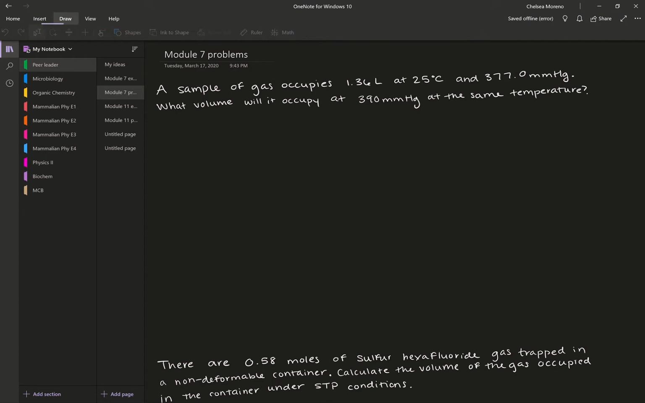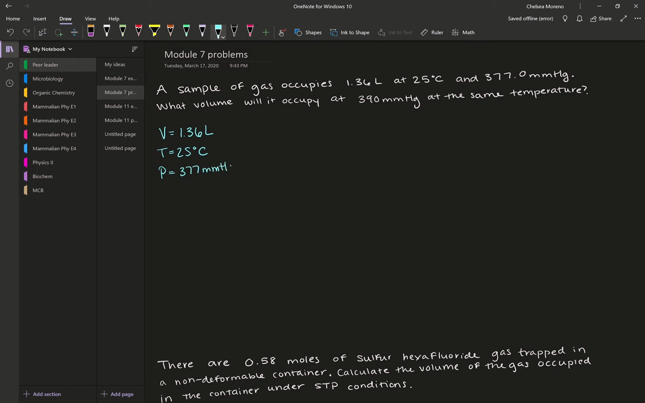So any time that you're doing problems in chemistry, what I always like to do is write down what we already know, because when we write down what we already know, it basically tells us what we need to do. So let's say, okay, I have a volume of 1.36 liters at a temperature of 25 degrees Celsius and a pressure of 377 millimeters of mercury. So what volume will it occupy?